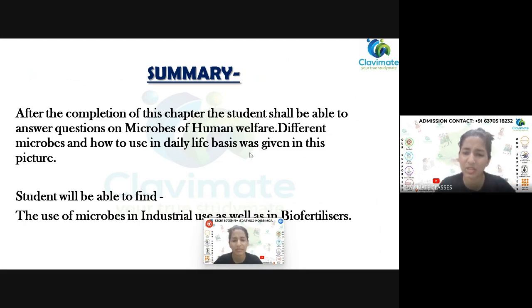This is a very short chapter. In the last part, it is given what the benefits of microbes are in the human daily life. We have talked about bacteria and yeast, and after completing this chapter you will find out the daily use of microbes. Labeling of diagrams will also come, so it is very important. Biogas is also an important topic, which will explain the process, so you need to draw the diagram and label the parts.